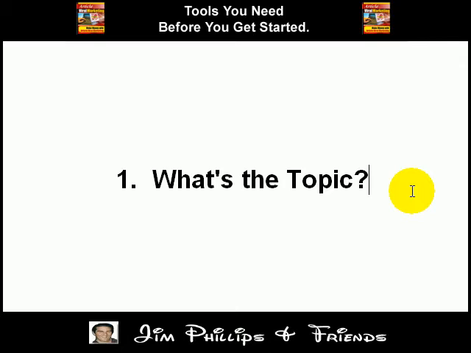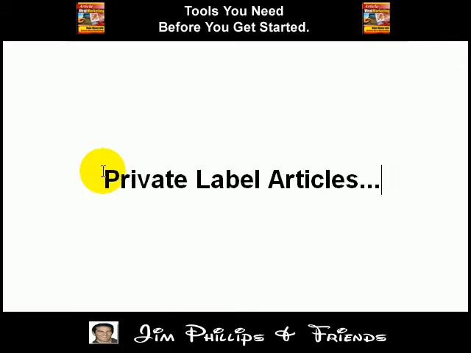A good starting point is basically to figure out what you like to write about or what you're good at. Or even so, if you don't even want to choose that, you can also find what we call private label articles, because finding what the topic is and finding the content go hand in hand. So the solution of getting over writer's block is private label articles.